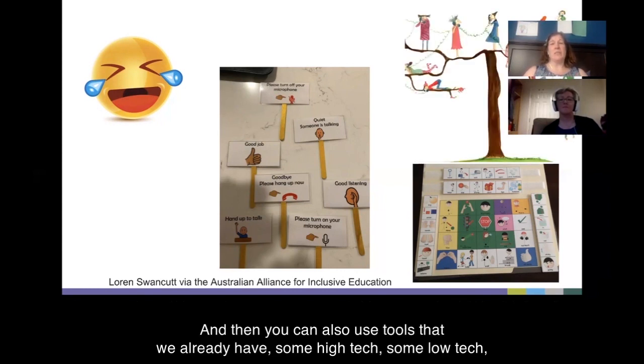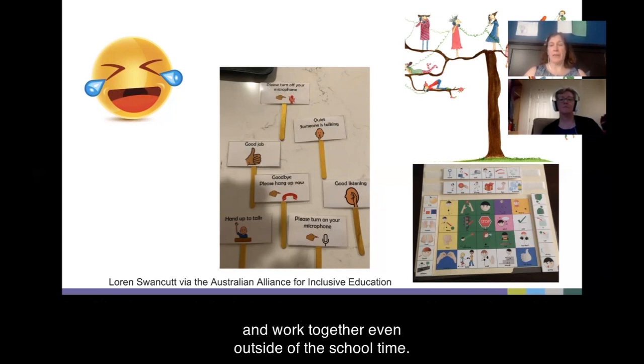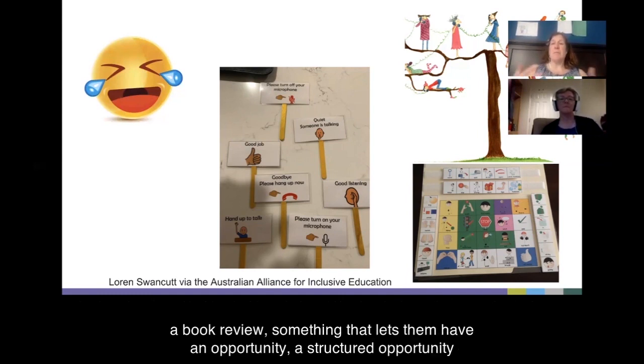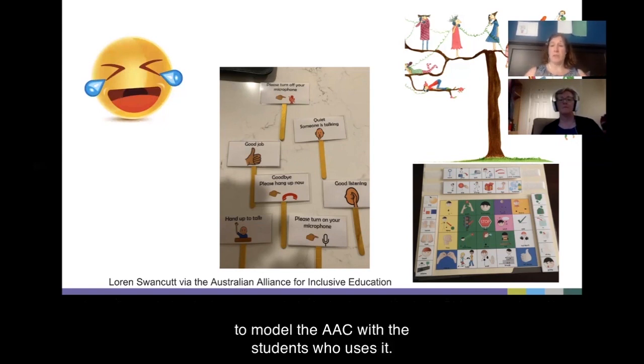And then you can also use tools that we already have, some high tech, some low tech, and some no tech, where we work to really explicitly have students collaborate and work together even outside of the school time. So having activities where they have to do partner work, or send an email to somebody, or text somebody a book review, something that gives them a structured opportunity to communicate with other students, and also opportunities for those students to model the AAC with the student who uses it.